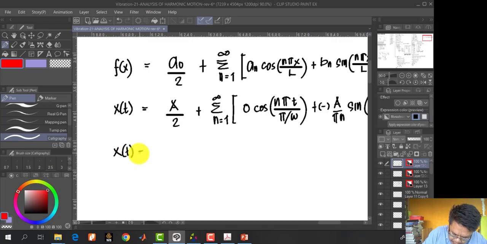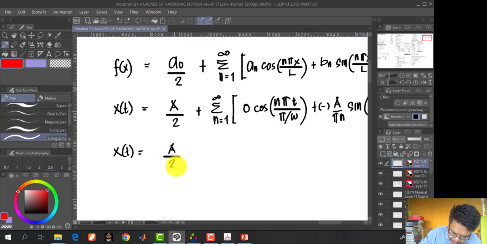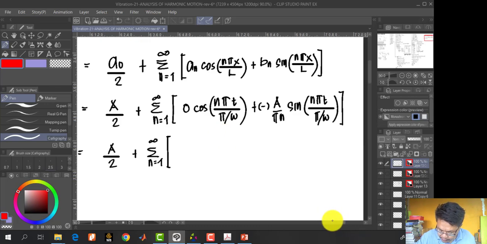So we have x function of time. So this will be your a. This is your 2, sorry. This will be 2, plus again, so we have here the summation to infinity. We have n is equal to 1. Close bracket natin ito. So since this is 0, a sub n, so this will be 0 out. Okay. What is left is this one, negative value.